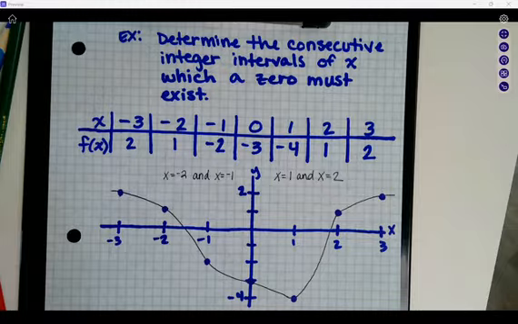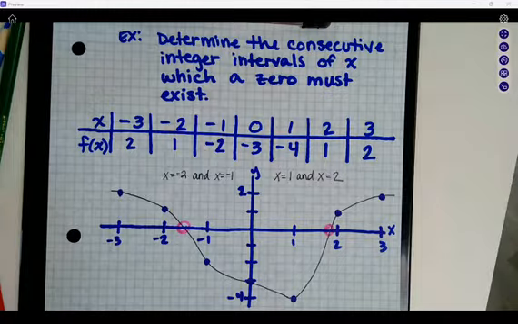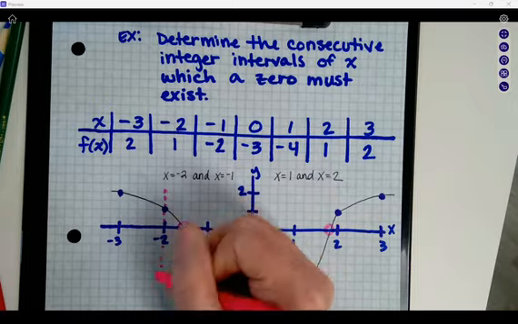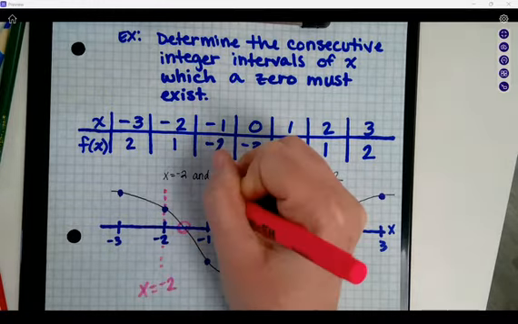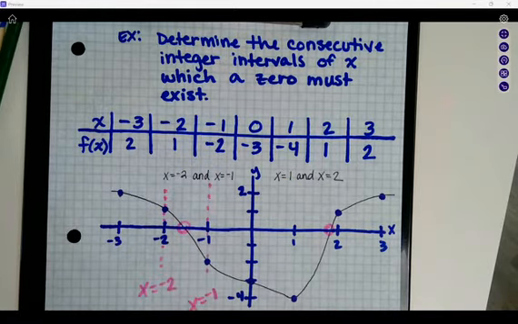But anyhow, the moral of the story is we're trying to figure out the consecutive integer intervals of x where a zero must exist. When you have a graph, it's really easy to see where zeros are. I mean, here's a zero, here's a zero. And then what two integer values do those zeros exist between? Well, for this first zero, furthest to the left, I have x equals negative 2 and x equals negative 1. This is my first consecutive integer interval in which I am guaranteed to have a zero exist.